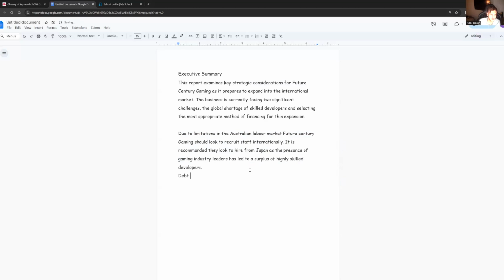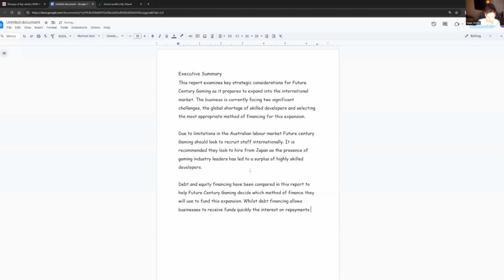The next paragraph is about comparing debt and equity financing. So debt and equity financing have been compared in this report to help Future Century Gaming decide which method of finance they will use to fund this expansion. Whilst debt financing allows businesses to receive funds quickly, the interest on repayment may cause issues in the operations of the company whilst expanding.